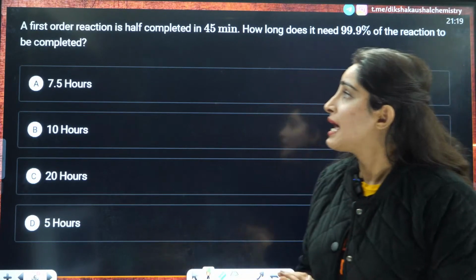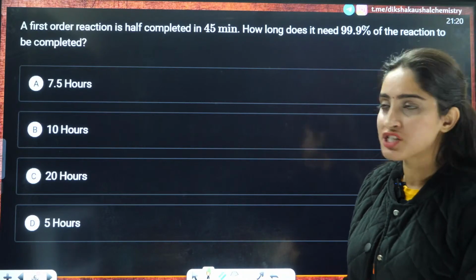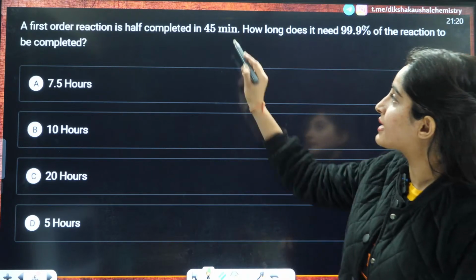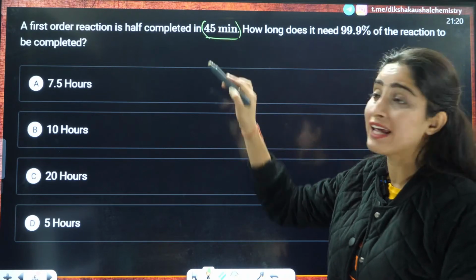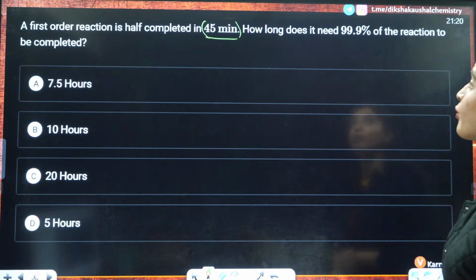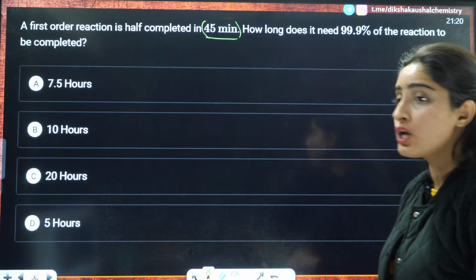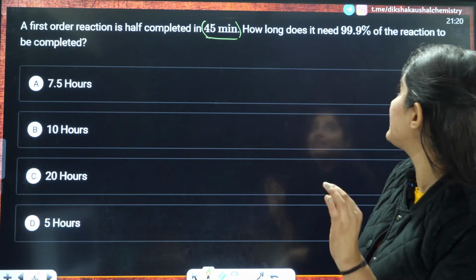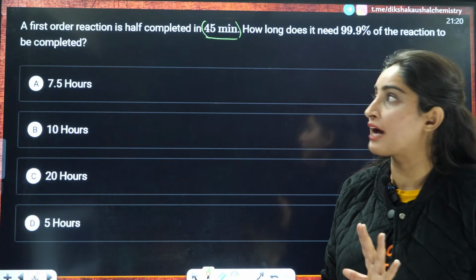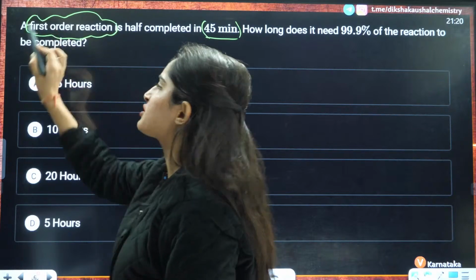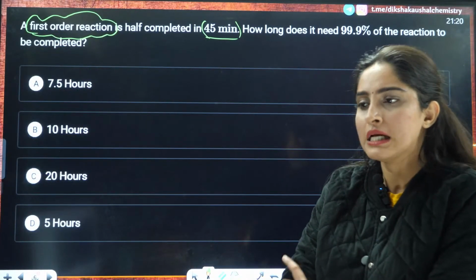Next is: a first order reaction is half completed in 45 minutes. How long does it need for 99.9% of the reaction to be completed? We want 99.9% of the reaction to be completed. First, as I told you, usually they will ask you questions based on first order reactions only.